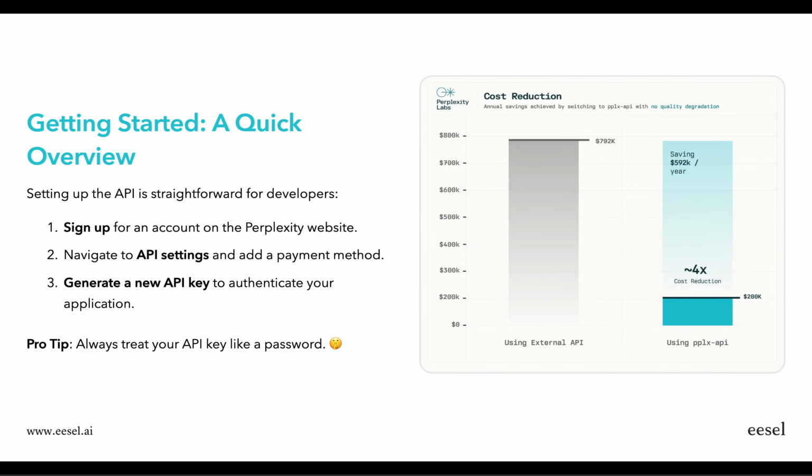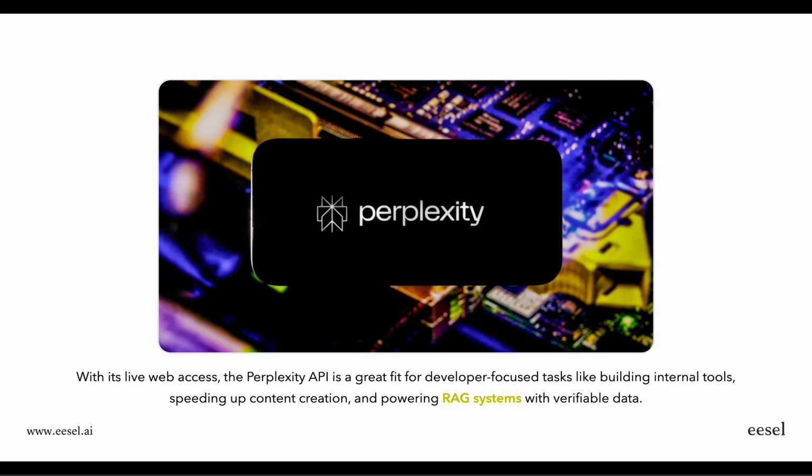Getting started is actually pretty straightforward if you're a developer. You just sign up, add a payment method, and generate an API key. Just remember to treat that key like a password and keep it secure. Because of its live web access, the API is genuinely useful for certain tasks. Think about building internal tools that summarize articles on the fly, or powering a research system with verifiable, up-to-date data.